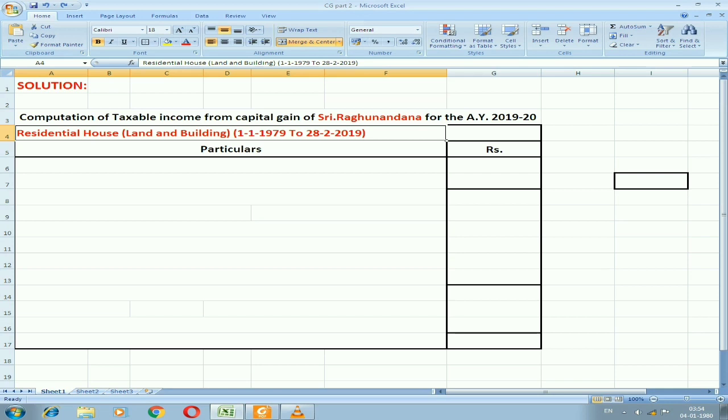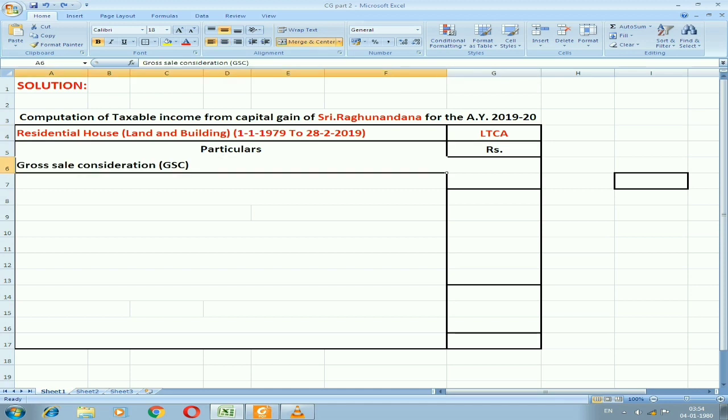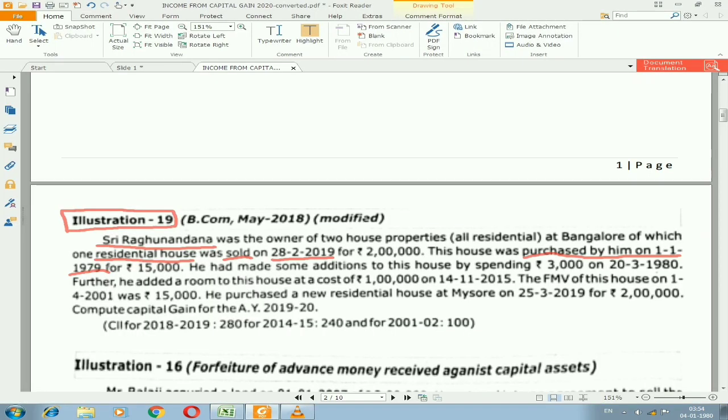So the duration for this third category is 2 years. So you can easily say it is more than 2 years. That is the reason I'm entering it as long-term capital asset. After finding out it is a long-term capital asset, we're going to start with the first item that we require, gross sale consideration. That is the sale amount we are supposed to consider in the illustration. In the illustration they have given the sale amount of rupees 2 lakh. So that 2 lakh amount we need to consider as sale.